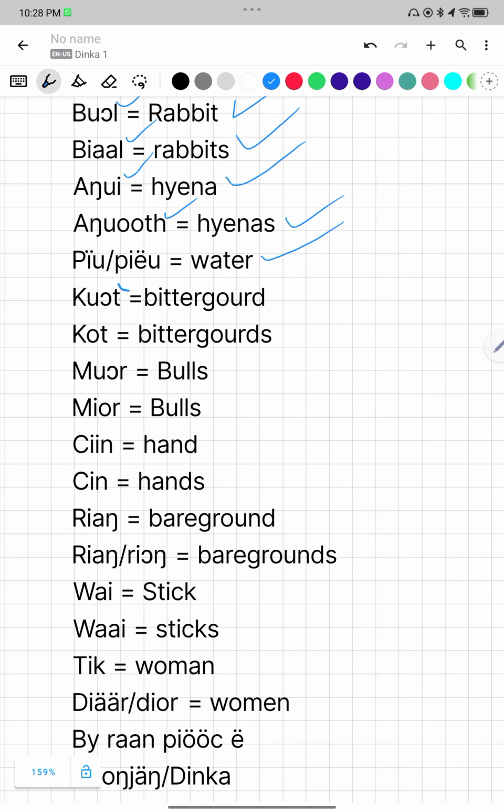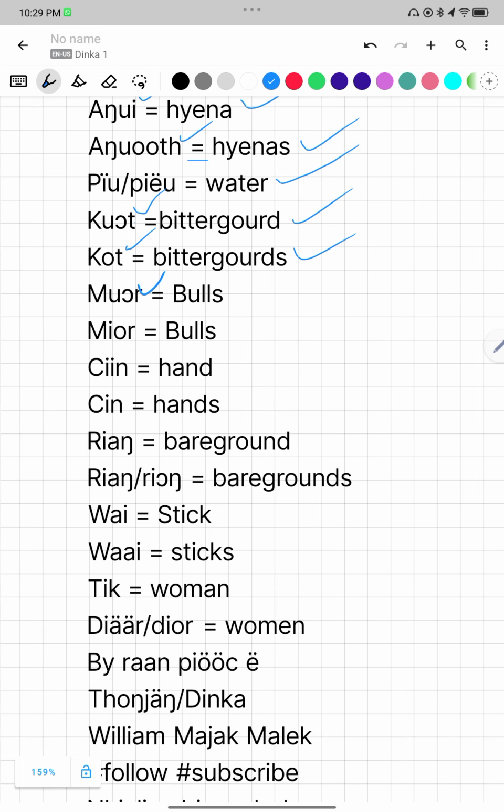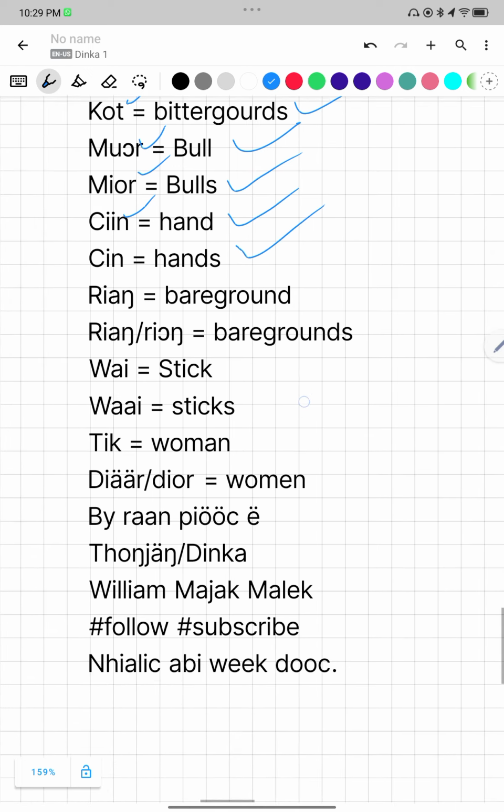Quart means bitter gourd. Bitter gourd. Cut means bitter gourds. More means bull. So there's no plural S here. Muir means bulls. Bulls. Shin, hen. Chin, hens.